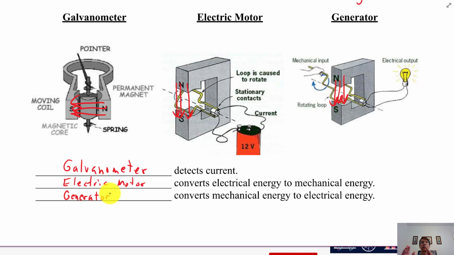So the motor and a generator are exactly opposites. They have opposite inputs. The generator, you put in mechanical energy, and it's transformed to electrical energy. The motor, you're putting in electrical energy, and it's transforming to mechanical energy. All right, so three similar devices that make use of magnetic induction and or electromagnetic induction.